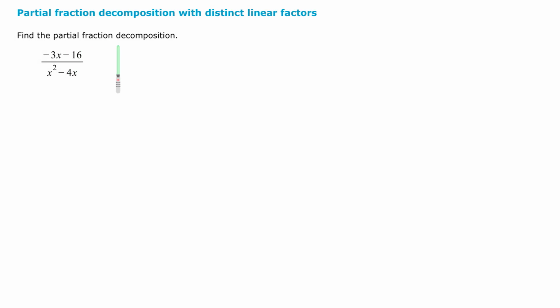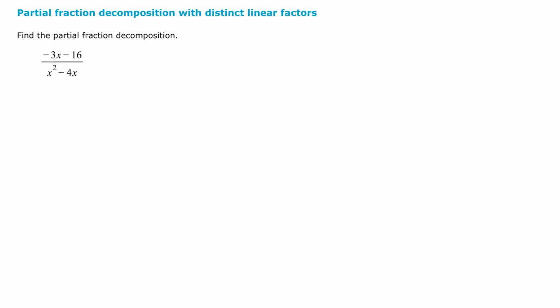Find the partial fraction decomposition. First thing you want to do is check the degree of the numerator. In other words, the degree of the polynomial in the numerator here is 1. And you've got to check the degree of the denominator. The degree of the polynomial in the denominator is 2.